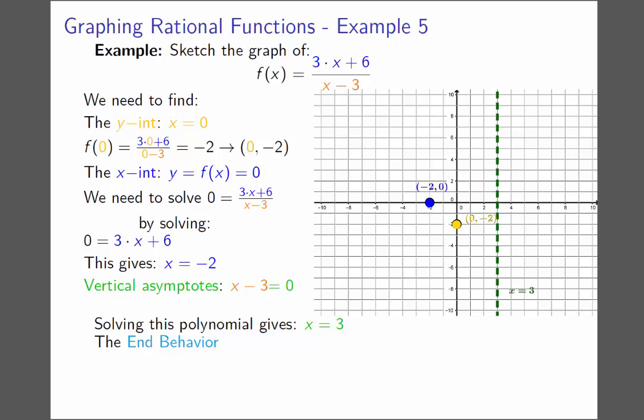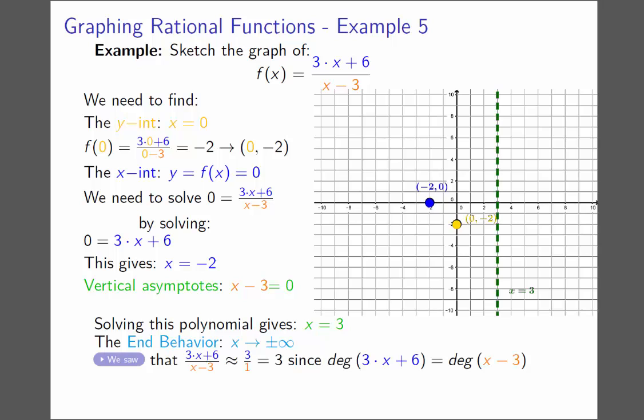Now for our end behavior, we want to look at what our graph is doing as x goes to positive and negative infinity. We saw that since the numerator is going to act like 3x and the denominator just act like x for large values of x, 3x plus 6 over x minus 3 will act like 3x over x, which can be reduced to 3 over 1, which is just 3.